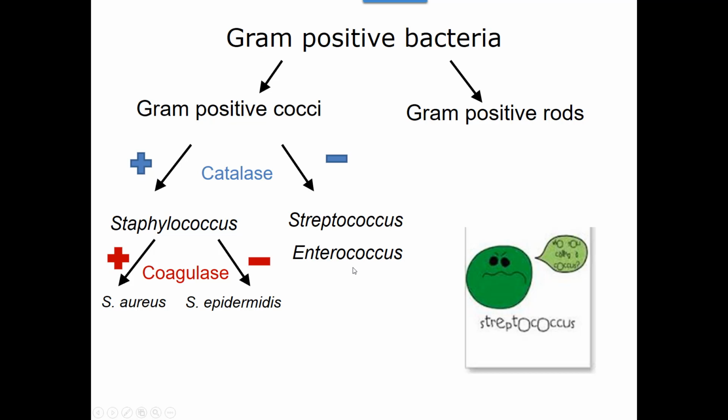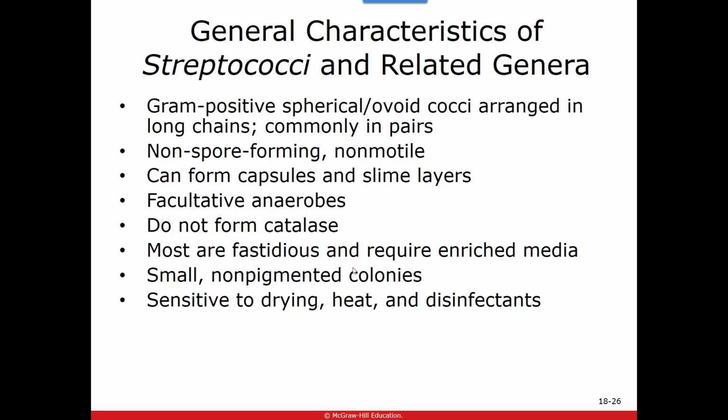So some just general characteristics of strep bacteria. They're gram-positive. They are cocci-shaped, although some can get a little oval-ish depending on the different strep bacteria. A lot of them like to hang out in chains and in pairs. They don't make spores. Some can form capsules. Some can make slime layers. Some are anaerobes. They do not make that enzyme catalase, because catalase tells you it's a staph.